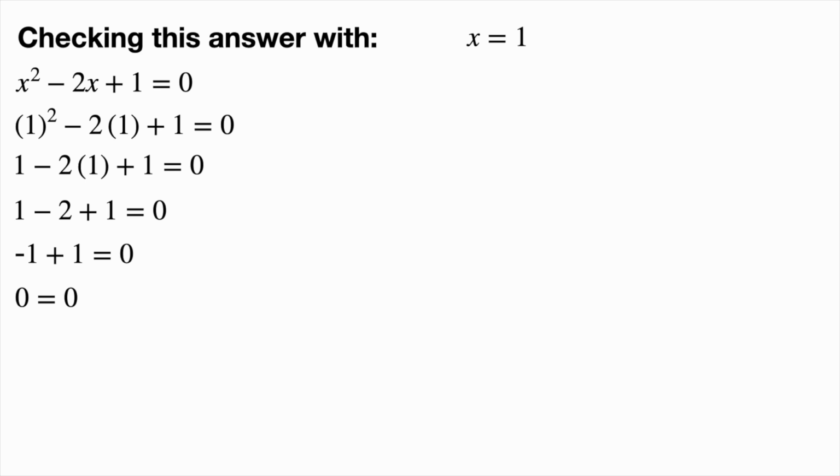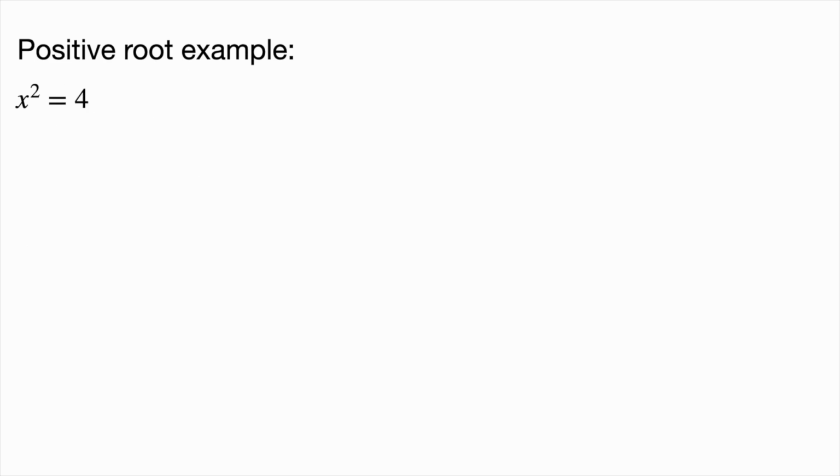Yes, 1 is the solution to this equation. Now let us look at another example with a quadratic equation of x squared equals 4. We take the square root on both sides of the equation to keep the equation balanced, like a teeter-totter. On the right side of the equation, there can be a positive and negative answer of plus or minus the square root of 4.